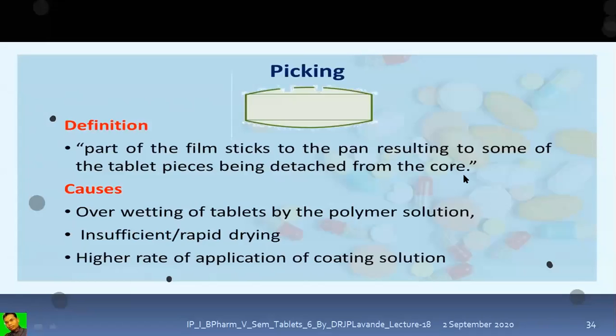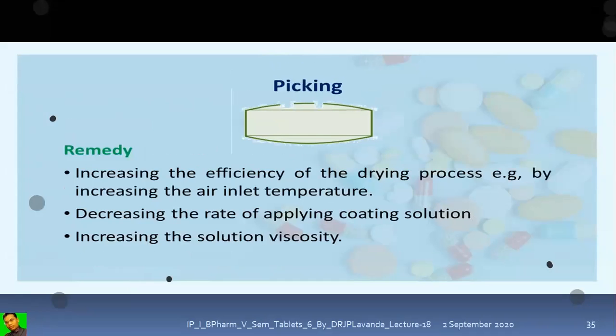The causes are overweighting of the tablet by the polymer solution, insufficient rapid drying, and a higher rate of application of the coating solution. What is the remedy? The remedy for picking is increasing the efficiency of the drying process, for example, by increasing the air inlet temperature, decreasing the rate of applying the coating solution, and increasing the solution viscosity.